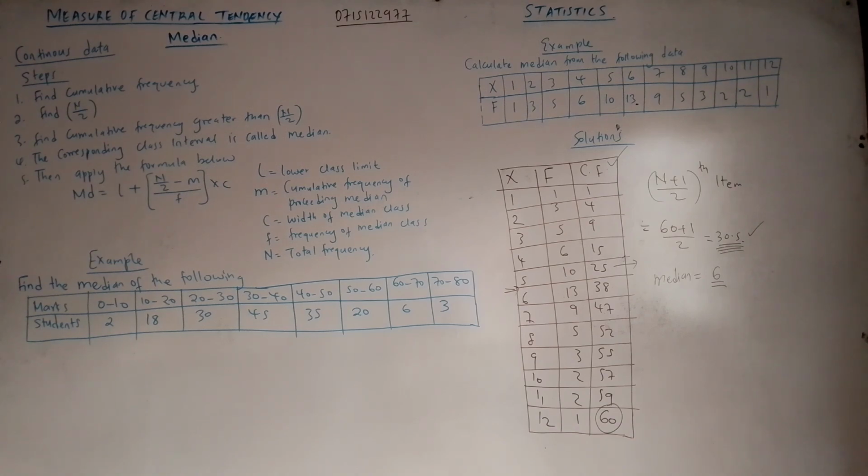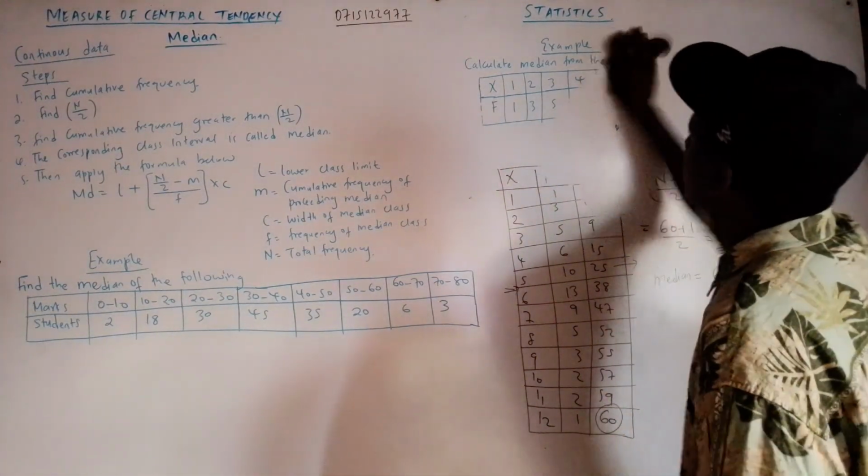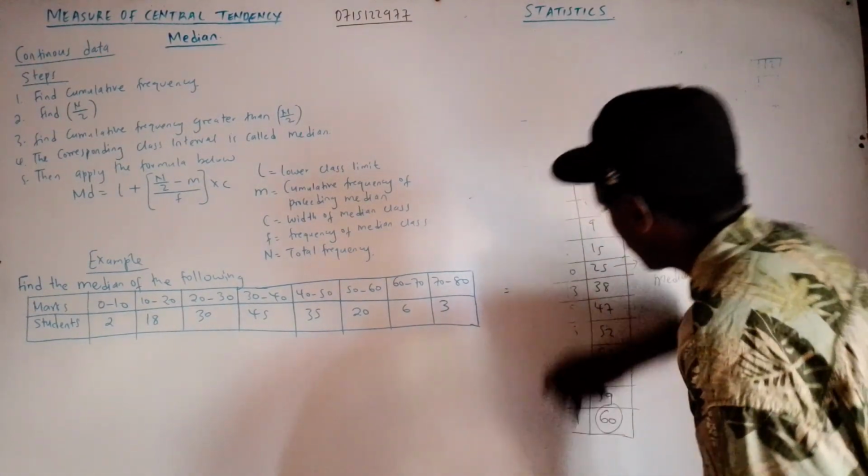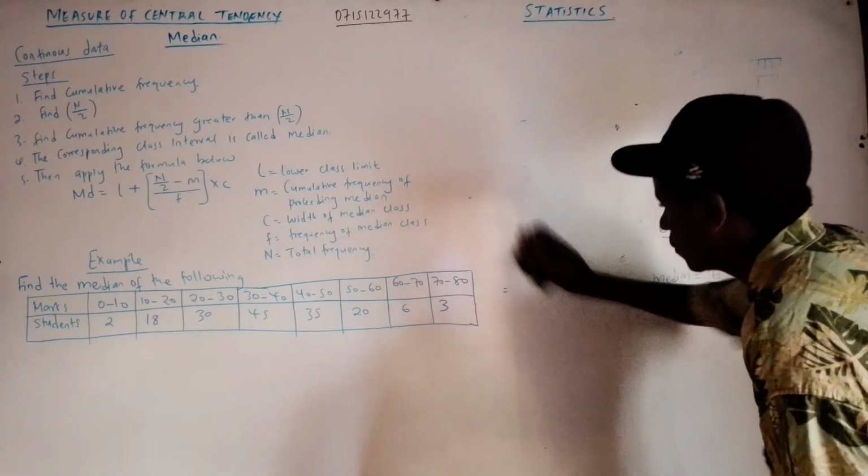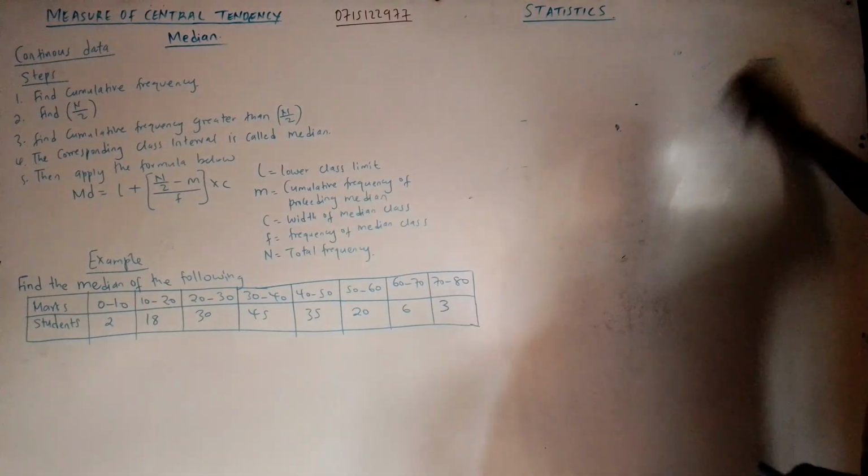Median is equal to L plus (n over 2 minus m) over f, then we multiply by c, where L is the lower class limit, m is the cumulative frequency of the class preceding the median class, c is the width of the median class, f is the frequency of the median class, and n is the total frequency. So let us do that equation together. Solution.